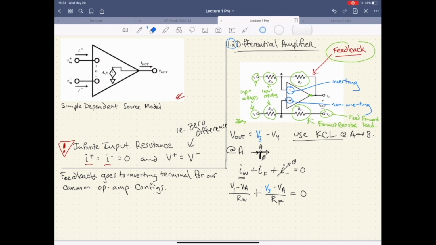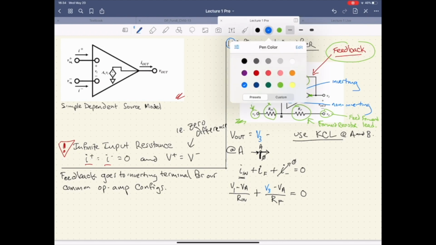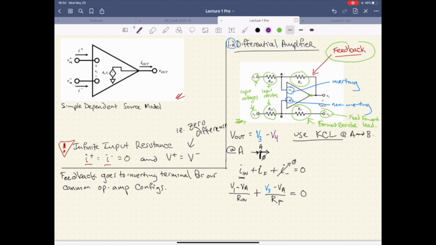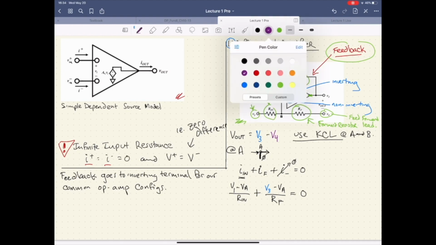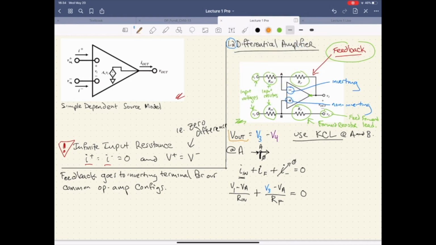And why don't we do another color here for V4 as well. We'll do purple. So we'll do V4 there. So our two unknowns that we're trying to solve for here are V3 and V4. And ultimately what we want is V out, okay? So given all these other things over here in black, we can solve for V3.